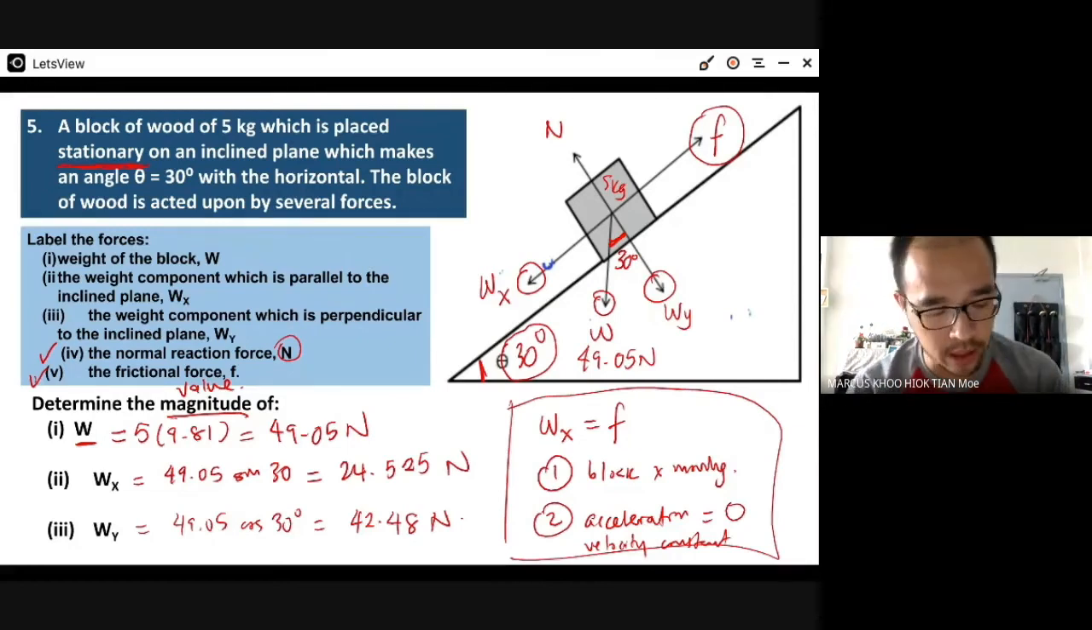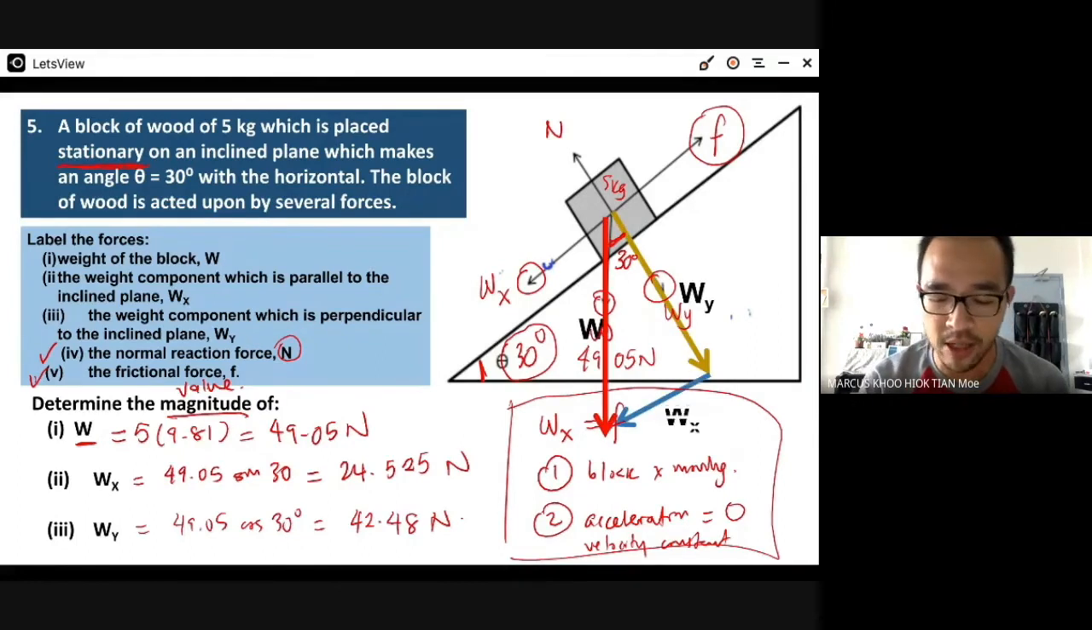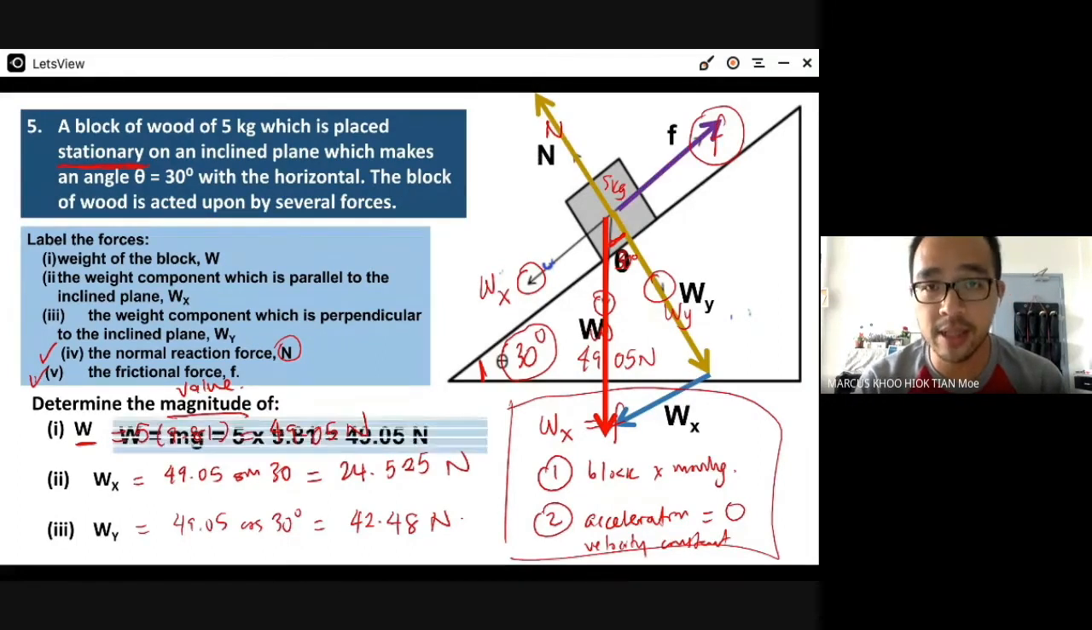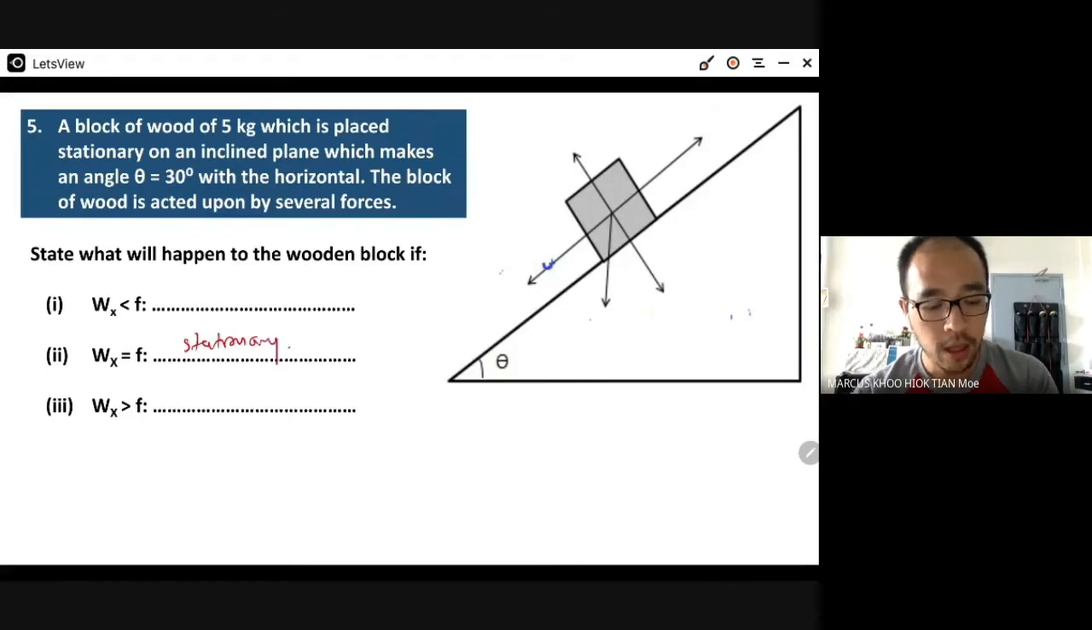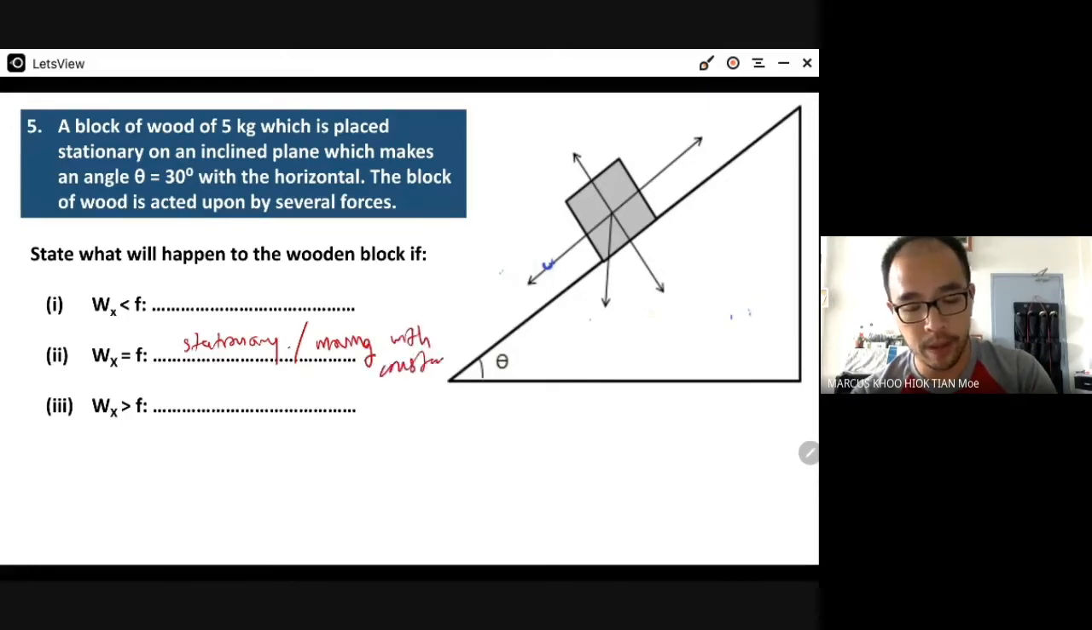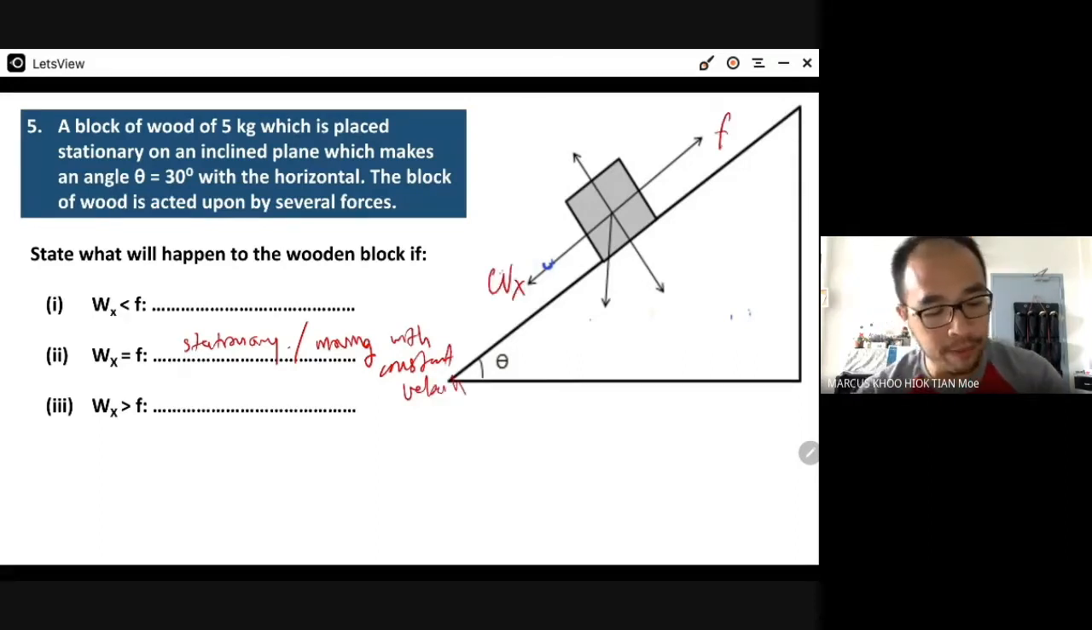Okay, next question. Now I have to go through all the animation. Okay, so it looks like it's very good. Look, I answered it myself. You see, before you were even asked, I already asked. What if Wx equals F? We already said. The block will be stationary, or moving with constant velocity. What if Wx is smaller than F?